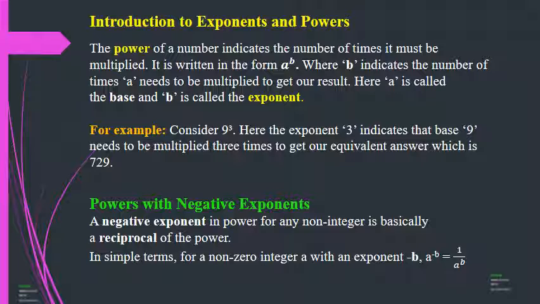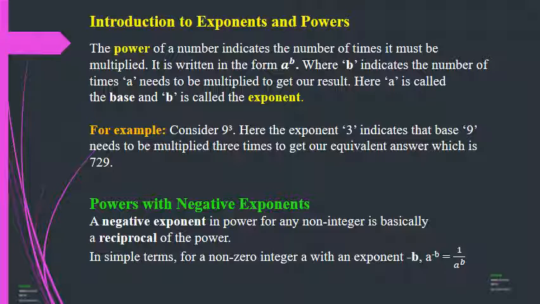Here is one example. Let us consider 9 raised to the power 3. Here 3 is the exponent and 9 is the base, which is equivalent to 729, means when we multiply 9 into 9 into 9, we get 729.